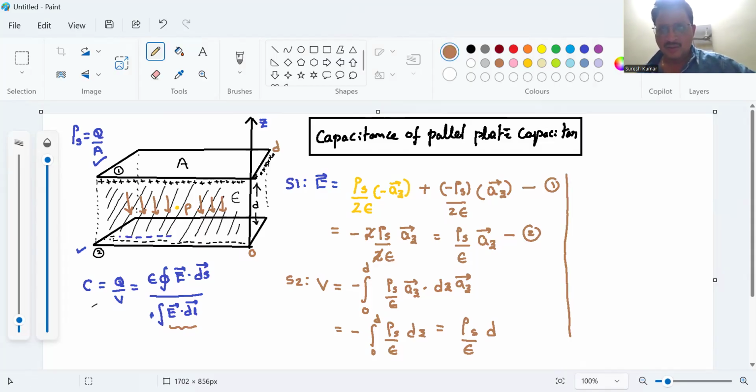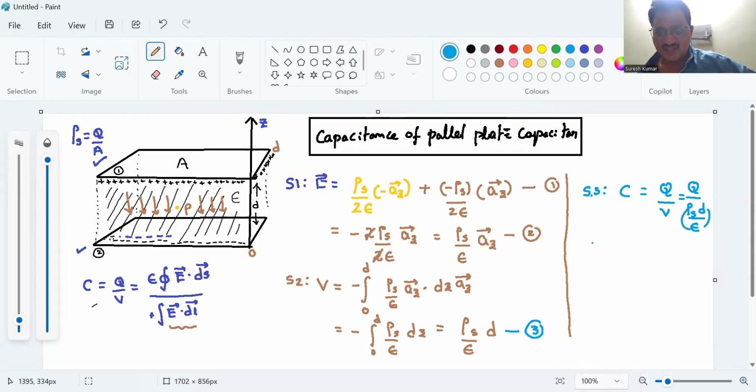Now, substitute the results of step 1 and step 2 in step 3, which is C is equal to Q by V. What is V? V is equal to rho s d by epsilon.